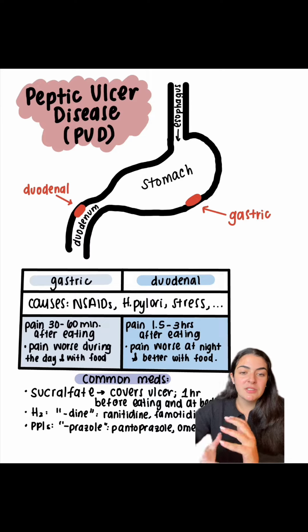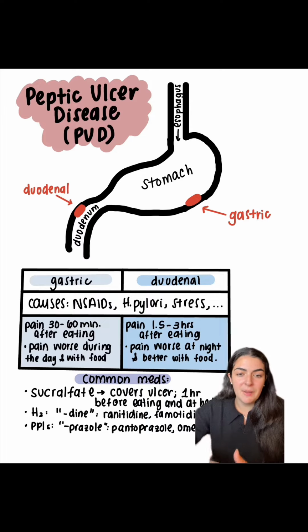So first off, it's just important to remember what causes a peptic ulcer, whether it be gastric or duodenal. Common causes that you might see on NCLEX are chronic NSAID use, so this is Advil, ibuprofen, an H. pylori infection, or recurring stress.